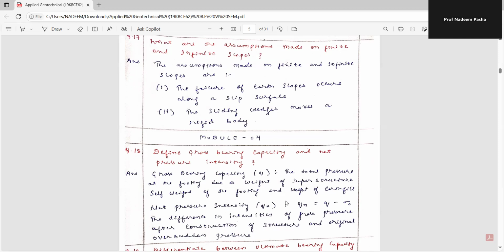Net pressure intensity qn is equal to q minus sigma naught. It is the difference in intensity of gross pressure after construction of structure and original overburden pressure.